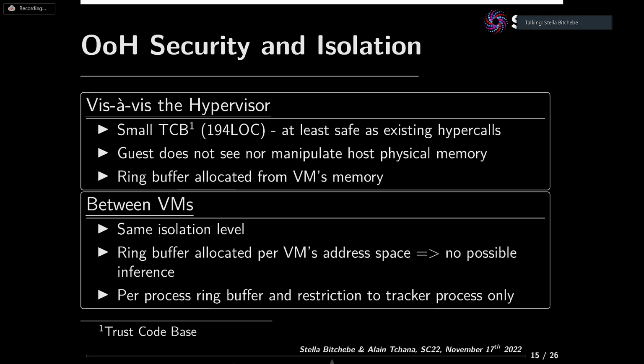And between VMs, we have the same isolation level. We do not break the intrinsic isolation between virtual machines. Since a ring buffer is allocated within the address space of the VM, it is not possible for a VM to have access to another VM's ring buffer. And inside the VM, we have a per-process ring buffer that is restricted only to the tracker. This means that other applications in the VM cannot access the ring buffer and use the content to infer information on the application that is being tracked.